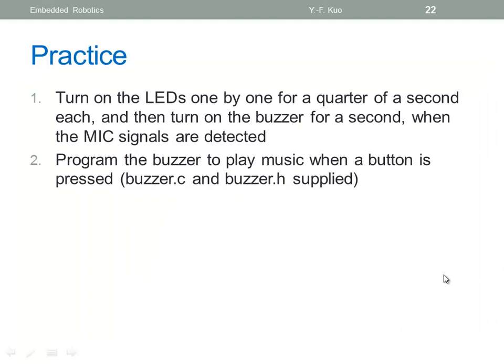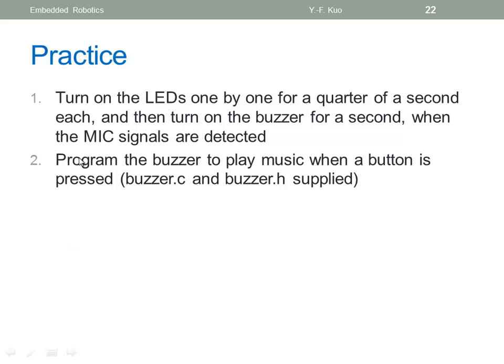This is the lecture for today, and I want to do some practice. Here are two practices that I hope you can finish. The first practice is to turn on the LEDs one by one for a quarter of a second, and then turn on the buzzer for a second when a mic signal is detected. This is very easy. Just combine all the programs in the examples, and you can do that. The second practice is a little bit challenging, but I provide two source code files, and you can use them to complete this practice.